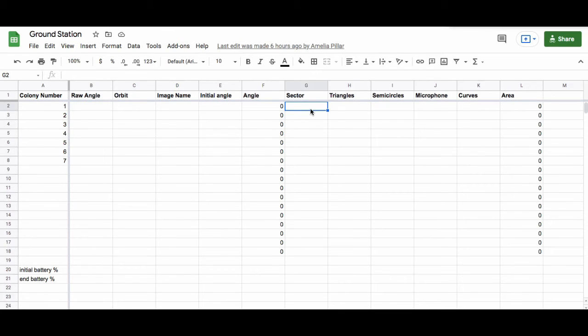And then looking at the image, people in the ground station could count the number of triangle-shaped pieces, semicircle-shaped pieces, microphone-shaped pieces, and curves, and then use the spreadsheet and a little bit of math to calculate the area of that colony.